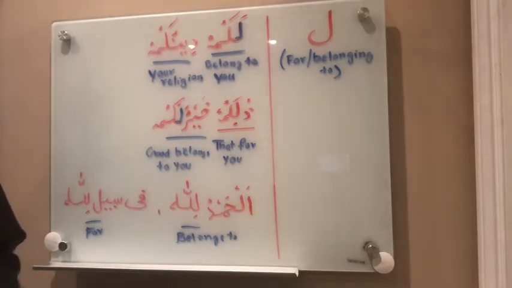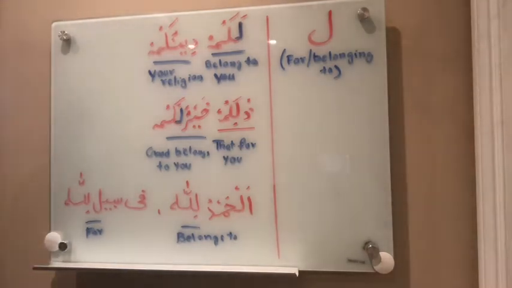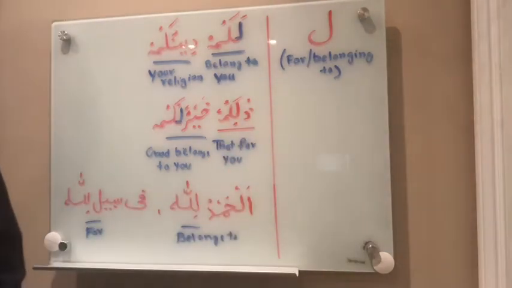And this is our second lesson of prepositions. So we have covered four prepositions in our previous lesson, which were min, ala, fi, and ila. We'll continue with our preposition lessons in this session. And the next one we are going to talk about is just the letter lam. It's easy, just the letter lam.